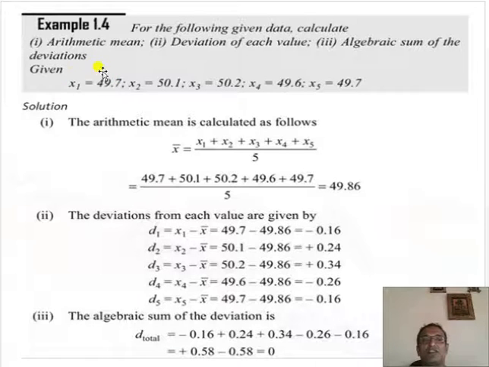The first value is 49.7, the second value is 50.1, the third value is 50.2, the fourth value is 49.6.